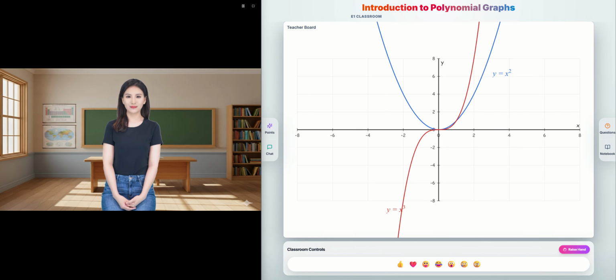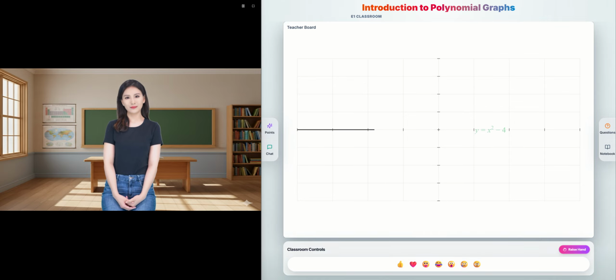Hello, everyone. Today we're diving into the world of polynomial graphs and their shapes. We'll explore how different degrees of polynomials create unique curves and why recognizing these shapes matters in math and beyond. By the end, you'll learn to identify basic polynomial graphs, relate their degree to their shape, and we'll even have some fun practice and a game.